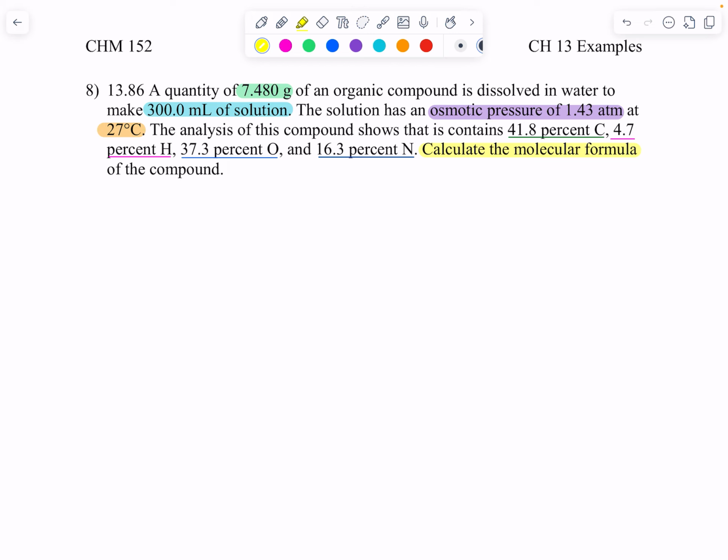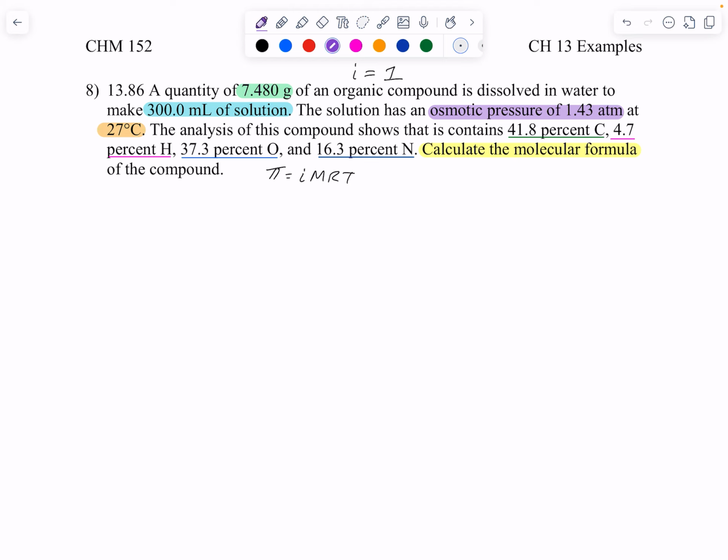Let's start diving in. We can get the osmotic pressure, pi equals iMRT. This compound is an organic compound, which means almost always i is going to be 1. So we know what the pressure is, we know what the temperature is. I think we can plug this in.